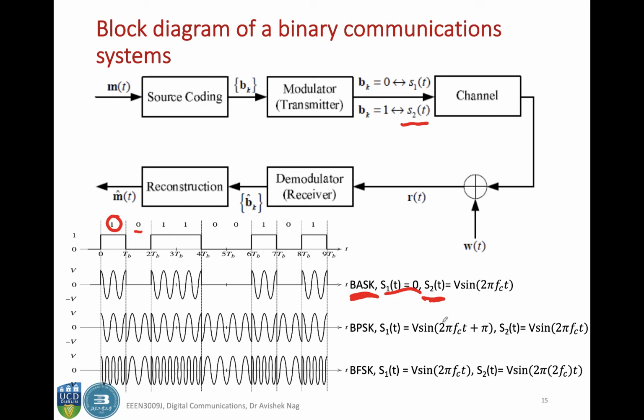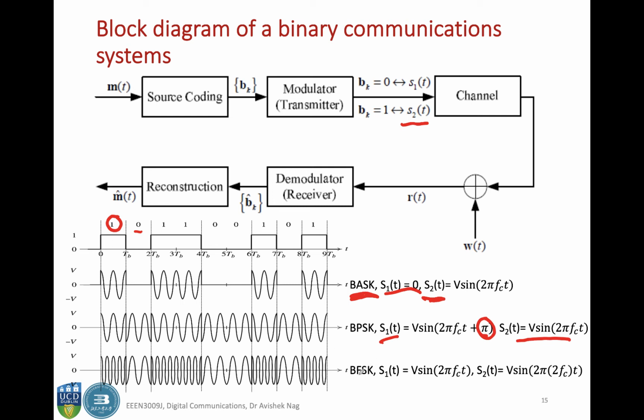One is a 180-degree phase shifted version of the other. So basically the phase of the signal changes with the change in the bit. If we have a 1, then I'm mapping it to S2(t), which is V sine 2 pi fc t. And if I have a 0, I'm mapping it to S1(t), which is the same signal but with a phase shift of 180 degrees. So that's why this is binary phase shift keying.